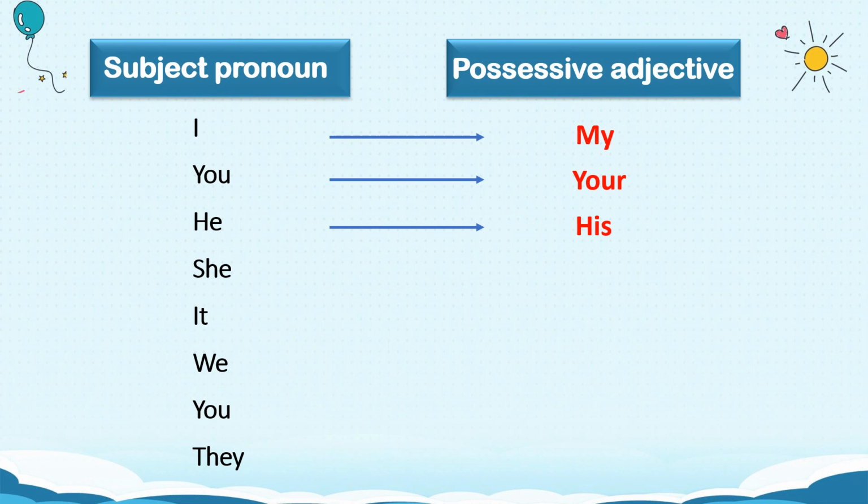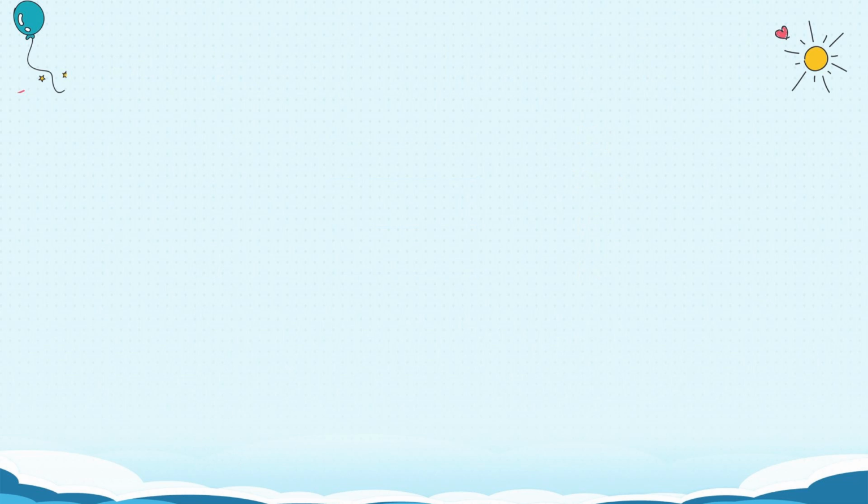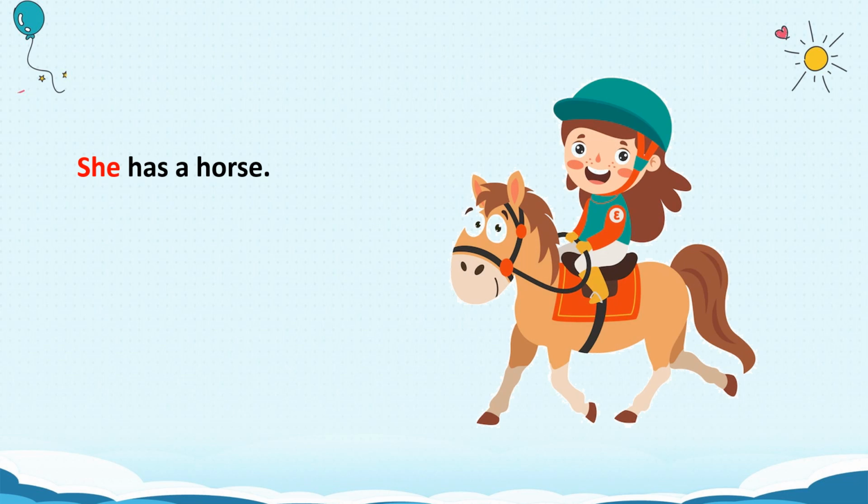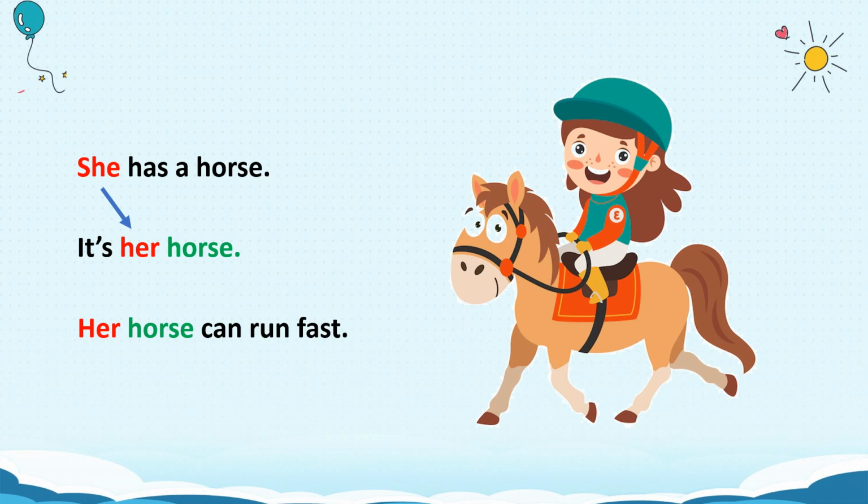Subject pronoun she. Possessive adjective her. She has a horse. It's her horse. Her horse can run fast.